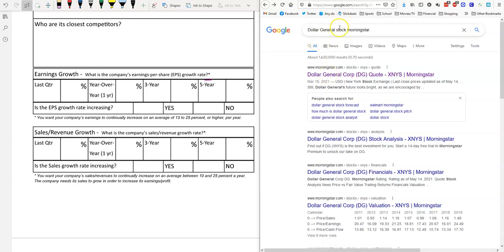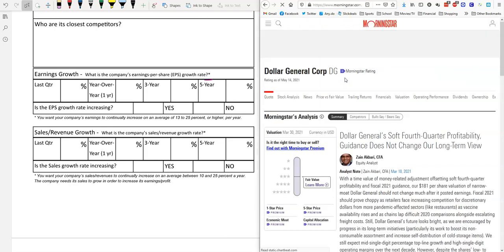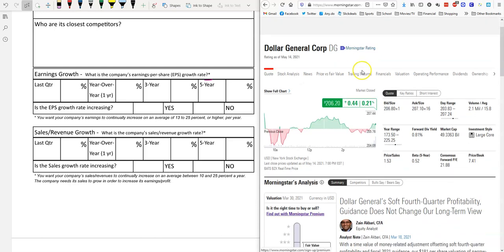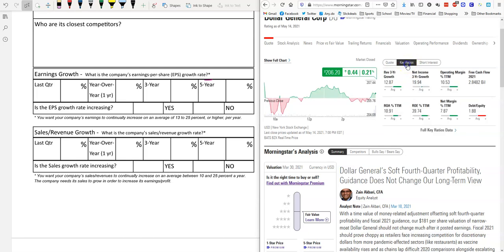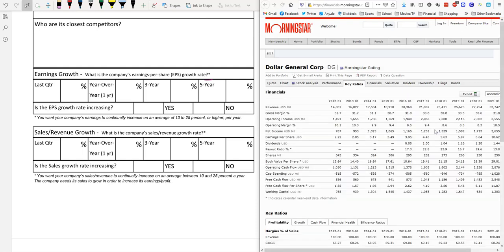So I put Dollar General stock, Morningstar, and you start at the quote. I'll always start right there in these videos so you'll know where to go from there, from the set point. And then to get to these growth statistics, you're going to need to go to key ratios right here. So go to key ratios. And then when you click on key ratios, you should see full key ratios data pull up down here. And I'm going to click that.